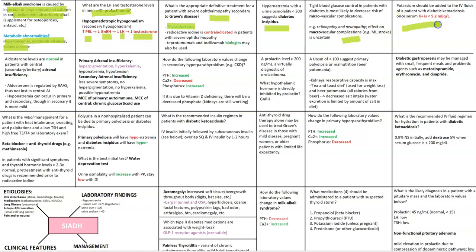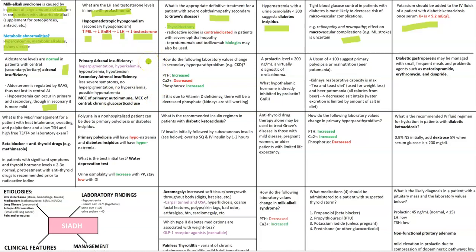When you are correcting glucose levels for DKA, once the potassium drops below 5.2, you need to add potassium to the IV fluids. Aldosterone levels are normal in patients with central adrenal insufficiency because aldosterone is regulated by the RAAS system, and thus it's not lost in central AI. Hyponatremia can occur in primary and secondary, though in secondary it is more mild.